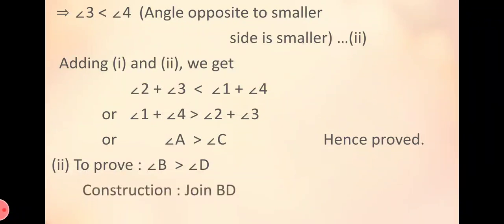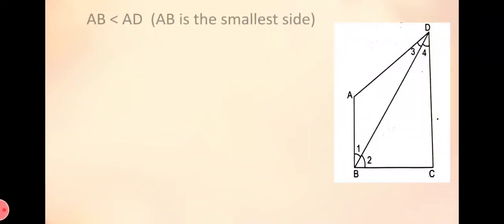Again here also we do the construction. We are now joining another diagonal, that is, join BD. For the proof in triangle ABD, let's see the figure. Here we have joined another diagonal of the quadrilateral ABCD, that is BD. You can see in the figure that we have given numbers to the respective angles. Diagonals divide the quadrilateral into two triangles. So first we have selected the first triangle, that is triangle ABD.